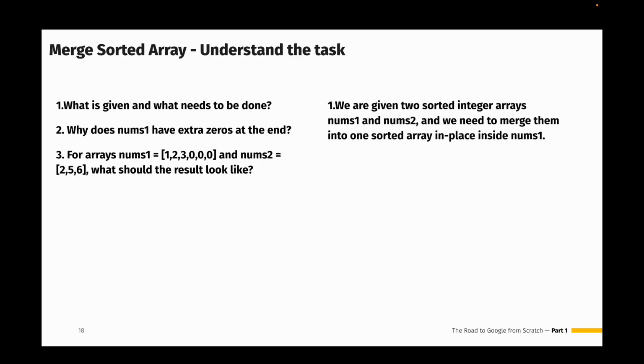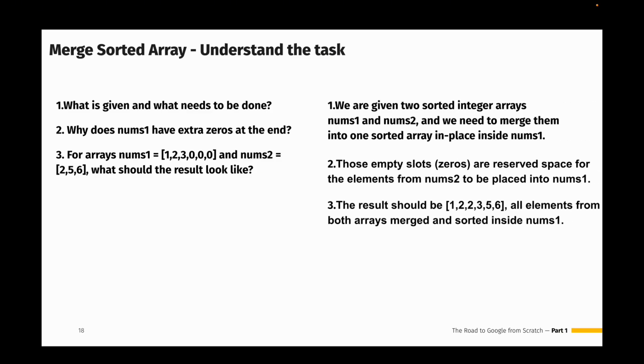And the answers are: what is given and what needs to be done? We are given two sorted arrays of integers, nums1 and nums2, and we need to merge them into one sorted array in place inside nums1, which means that our method will have four parameters, two arrays of integers and two ints. Why does nums1 have extra zeros at the end?